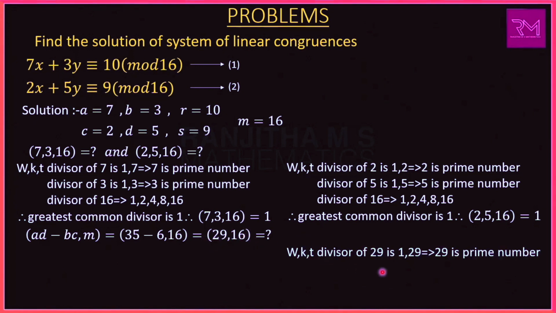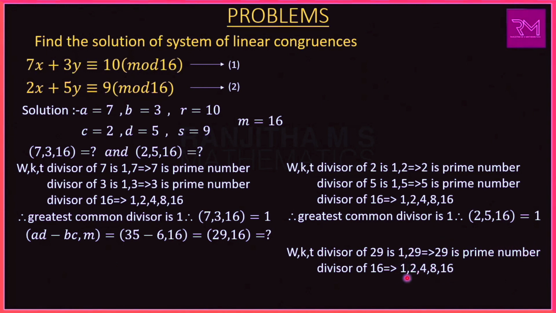So, we know that the divisors of 29 are 1 and 29, because 29 is a prime number. The divisors of a prime number are the number 1 and the number itself. Therefore, we can conclude the divisors of 29 are 1 and 29. Similarly, the divisors of 16 are 1, 2, 4, 8, 16.